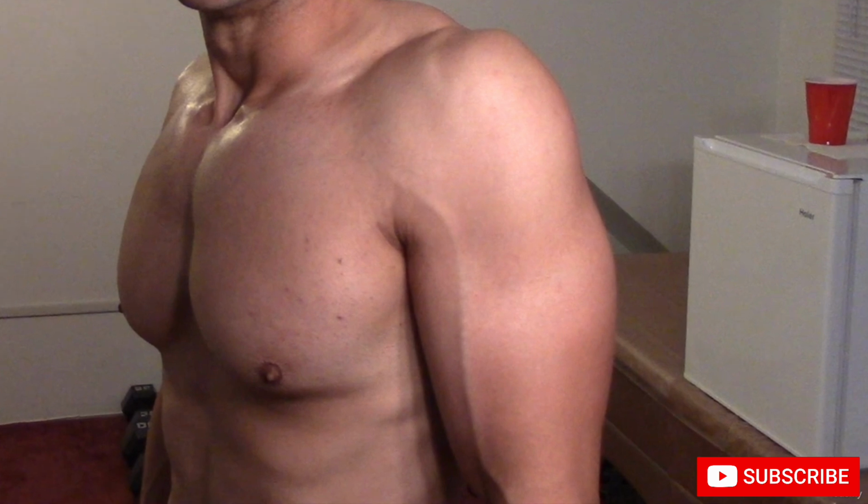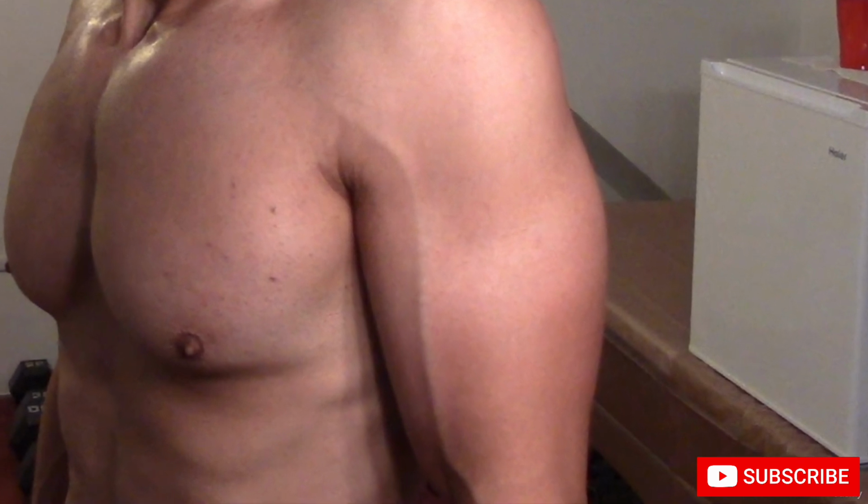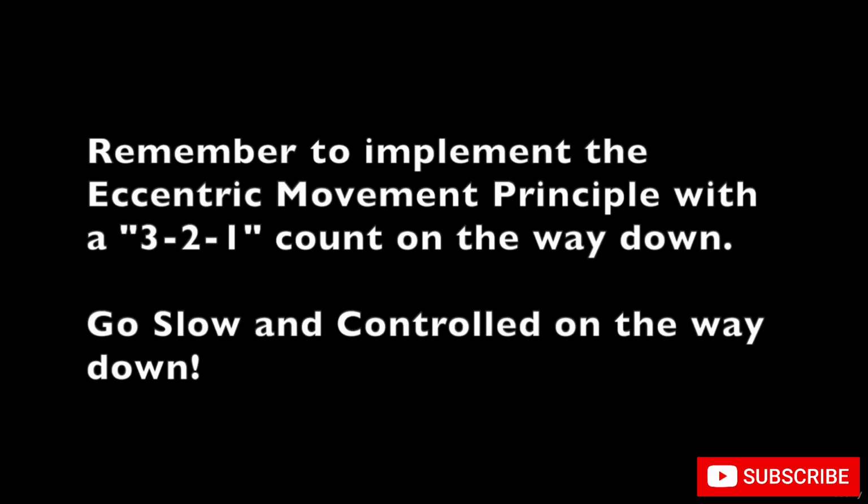The outer bicep muscle is the section of the bicep on the outside of the arm. It's important to specifically work the outer bicep muscle to have overall bicep muscle development. Remember to implement the eccentric movement principle with a 3 to 1 count on the way down. Go slow and controlled on the way down with all bicep curls.